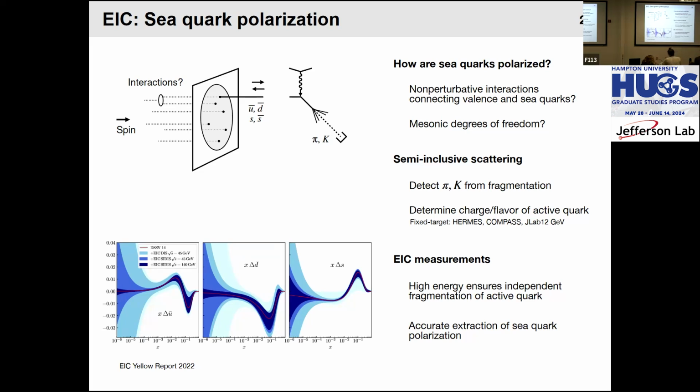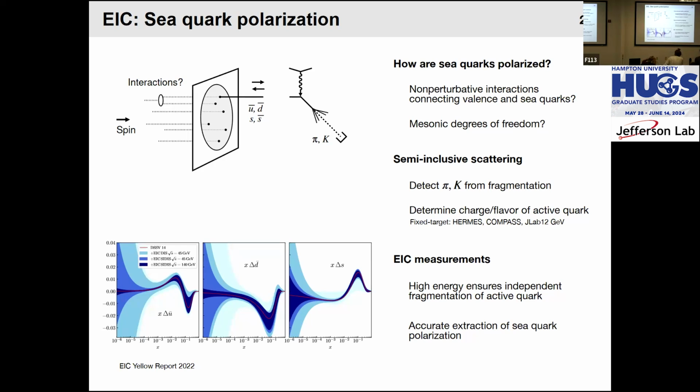This is related to the question of what non-perturbative interactions create these C quarks, how they are connected to the valence quark component of the nucleon wave function. For example, are there mesonic degrees of freedom at work here? There are all kinds of hypotheses about what creates these C quarks.